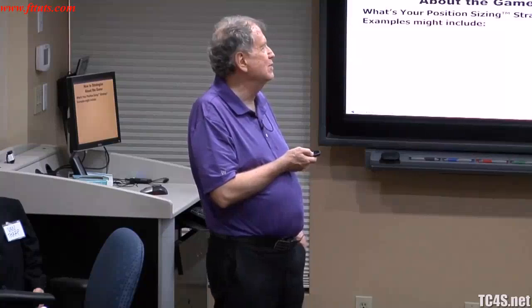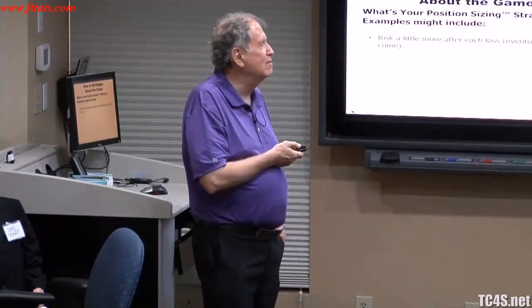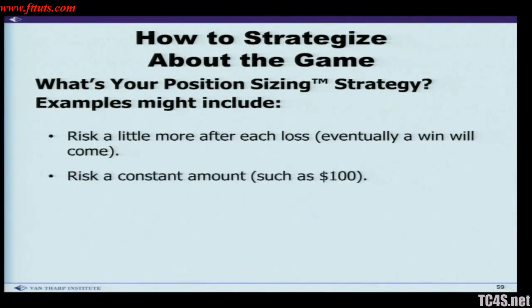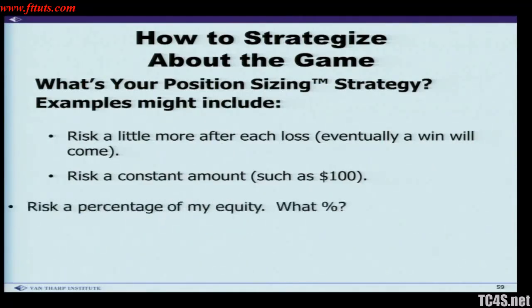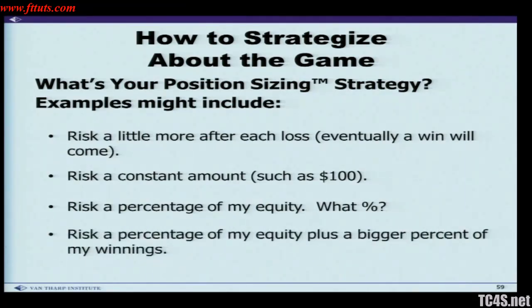So what's your position sizing strategy? Examples might include: you risk a little more after every loss, and eventually a win comes up. You risk a constant amount, like $100. You risk a percentage of your equity, like 1% or 10%, and you figure out what that is. You risk a percentage of your equity and a bigger percentage of your winners.